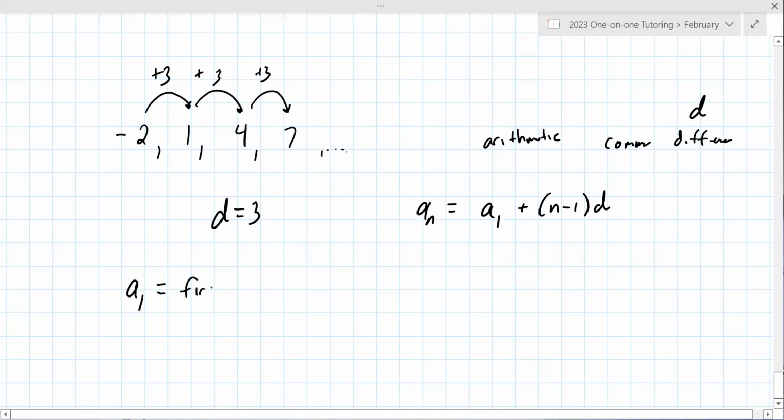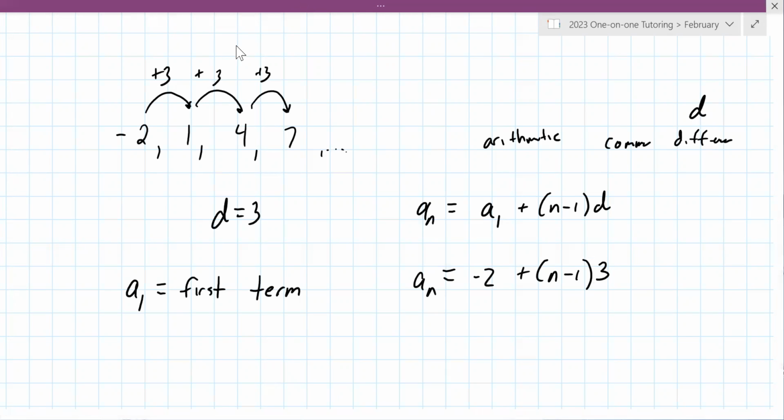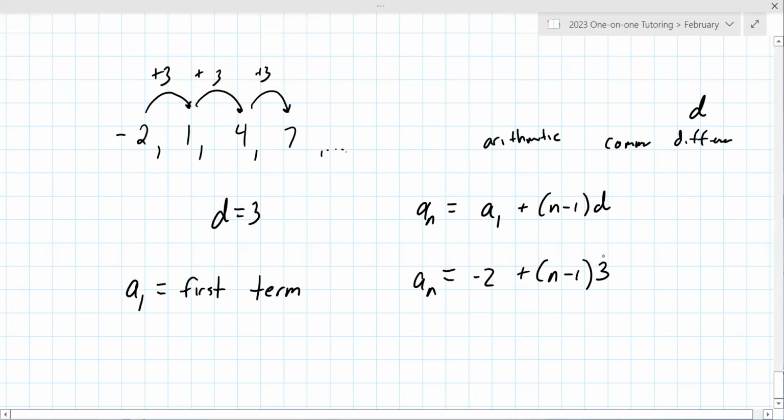It's the first term. What is the first term in this sequence? -2. Yeah, so here's what we can substitute in. -2 plus n is the variable, so you keep that, times 3. All right, now from here, there's a bit more that you can do to kind of pretty it up. You can distribute this 3. So you get 3n minus 3.